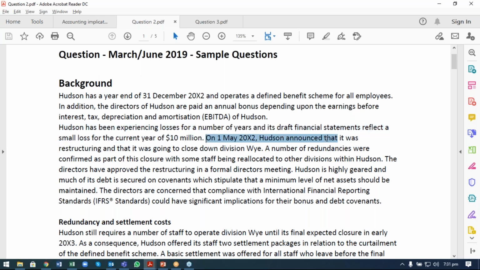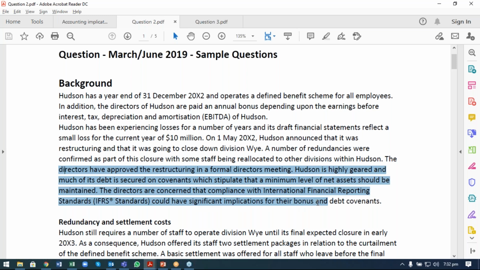On 1st May 2002, Hudson announced that it was restructuring and that it was going to close down a division Y. A number of redundancies were confirmed as part of this closure, with some of the staff being reallocated to other divisions within Hudson. The directors have approved the restructuring in a formal director meeting. Hudson is highly geared, and much of its debt is secured on covenants, which stipulate that a minimum level of net assets should be maintained. The directors are concerned that compliance with International Financial Reporting Standards (IFRS) could have significant implications for their bonus and debt covenants.